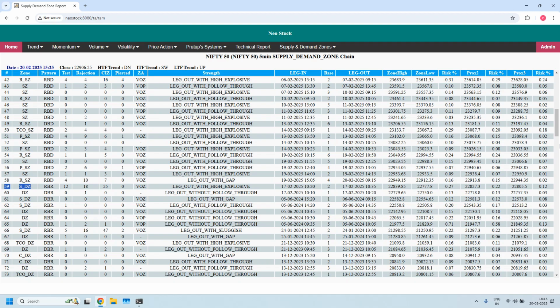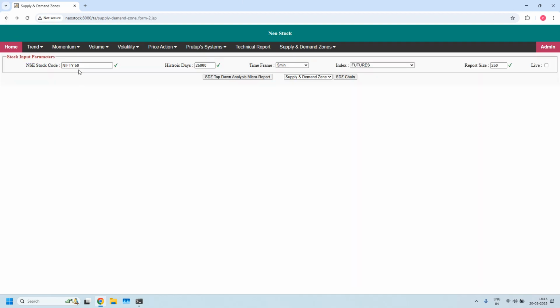So this is about the Nifty supply demand zone chain. Next, let us look into the Bank Nifty supply demand zone chain. Let me change the name to Nifty Bank. That is nothing but Bank Nifty.